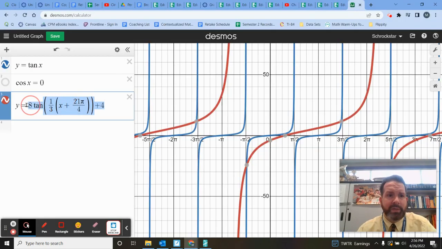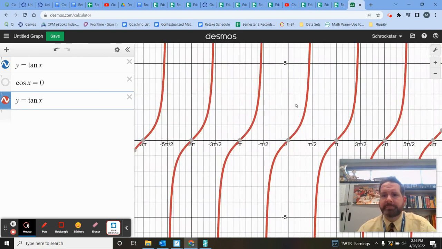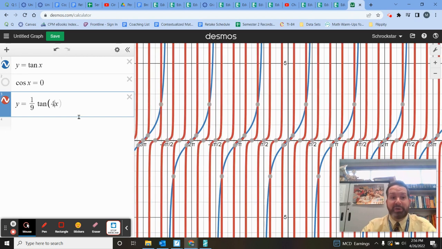Let's see how this plays itself out in our transformation. So again, I want to start with a regular old tangent graph. Let's put in our compression vertically. So notice how the red graph stays closer to the x-axis for longer. That's because these large values get shrunk down. These large negative values get shrunk back up. Let's shorten our period. So look at this. We now have 4 times as many of these little tangent curves happening because the period got shortened by a factor of 4.